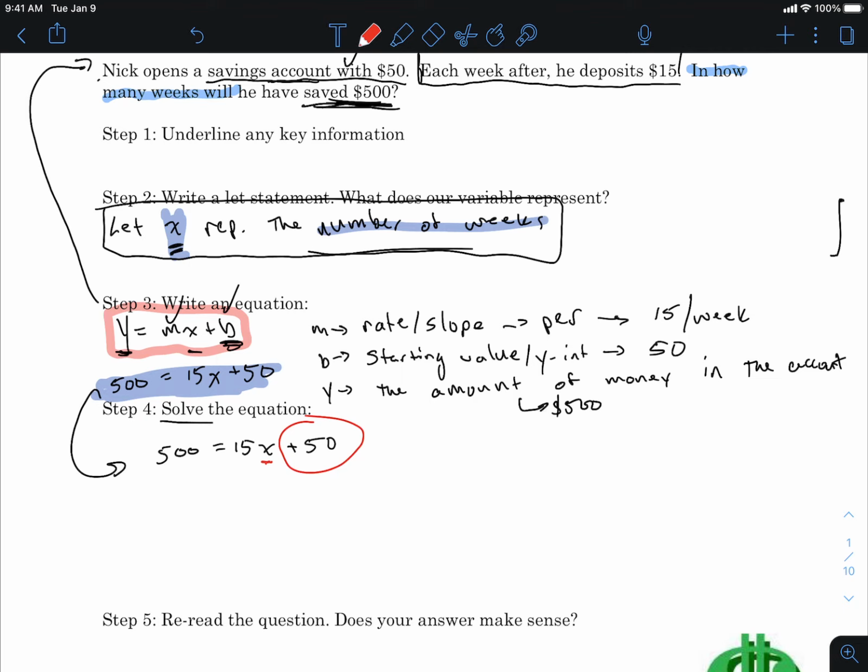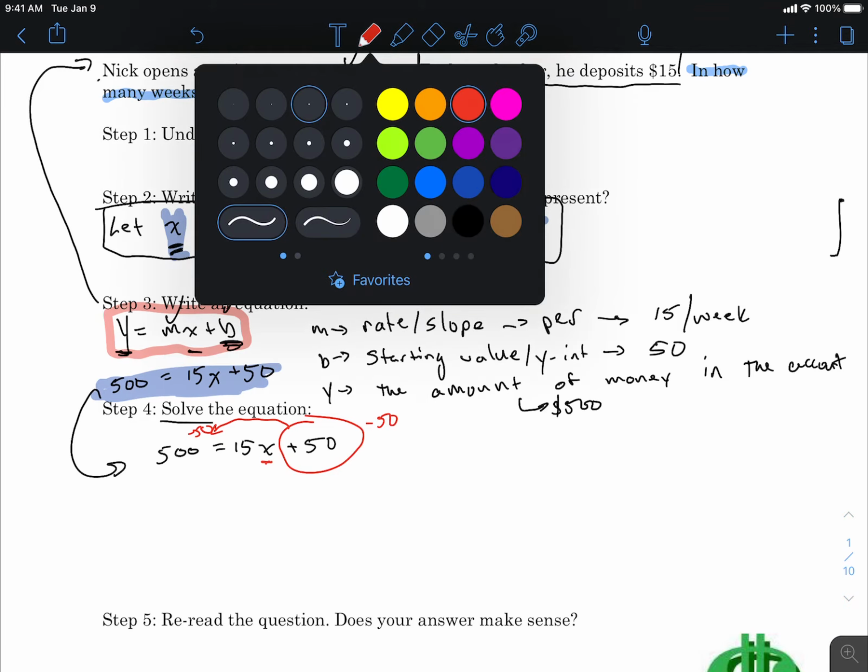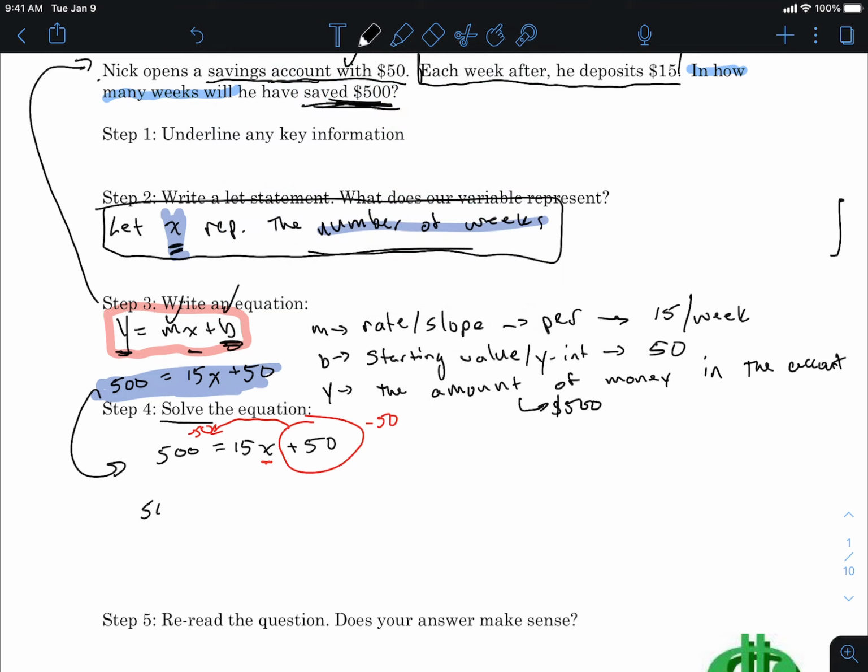So the way to do that is you bring it over to the other side, or subtract 50 from both sides, right? So I'm going to get 500 minus the 50 is equal to 15x. Right? And then you can do the math on that. 500 minus 50 is going to be 450 is equal to 15x.